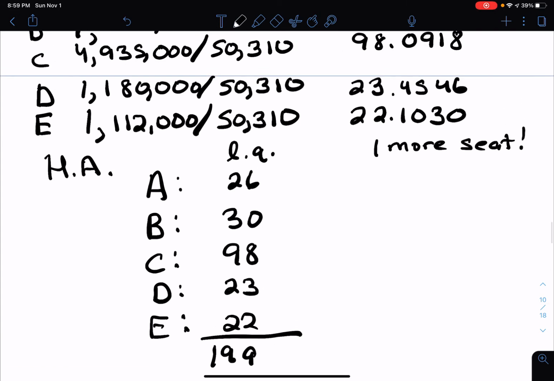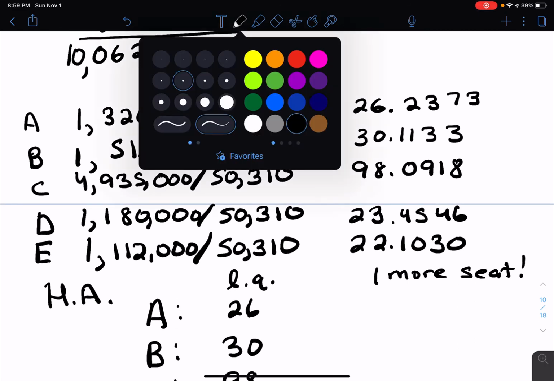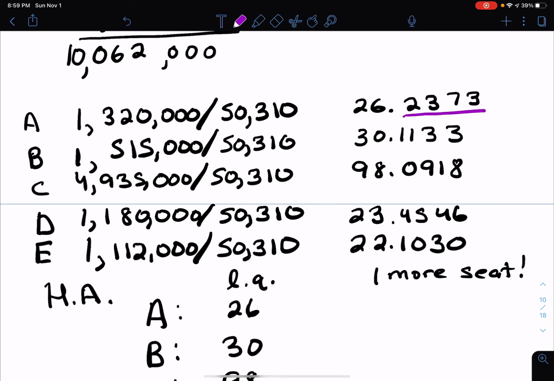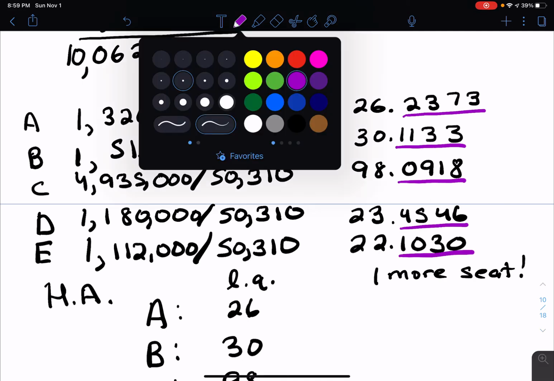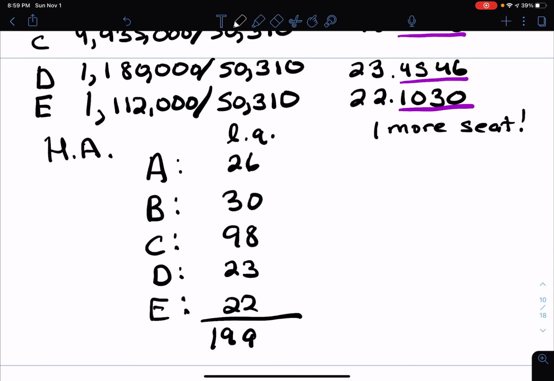So according to Hamilton's method, what we do is we go back and we look at those fractional parts. Let me use a different color maybe. We go back and look at those decimal parts and we decide who to give leftovers to based on that. So we find the one with the largest decimal part first. And that looks like it's state D. Because out of 0.23, 0.11, 0.09, 0.4546, 0.10, 0.4546 is bigger than all the others. So state D gets that extra seat, so that now it adds up to 200 seats.